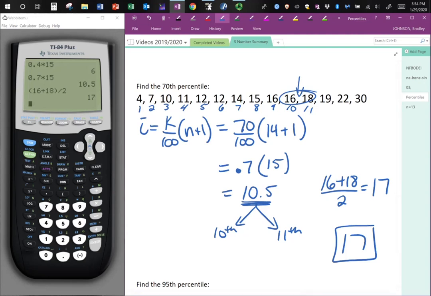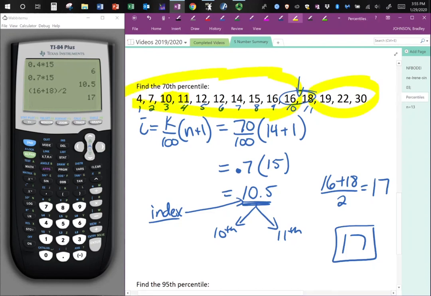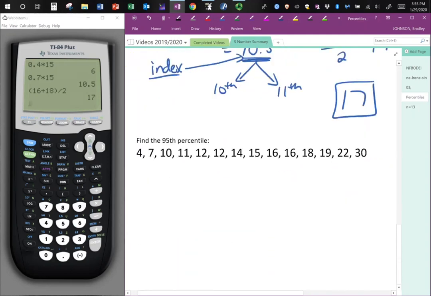But if you looked at the index, remember the index that we had was 10.5. If you look at your data set, right up here, 10.5 is close to there. That is not your final answer. 17 is your final answer. 70th percentile. Which is telling me that 30% of the data points are up there and then 70% are all down here. It's splitting it at that location.